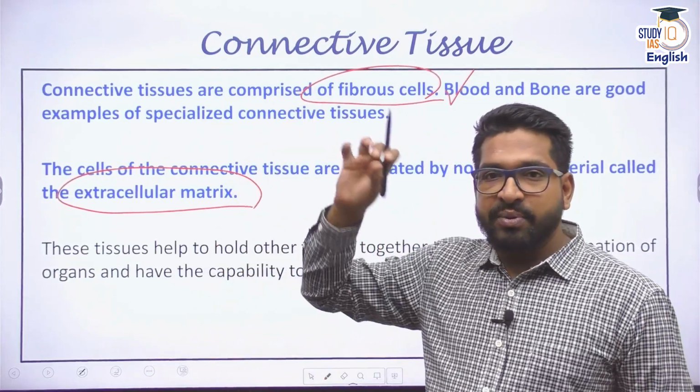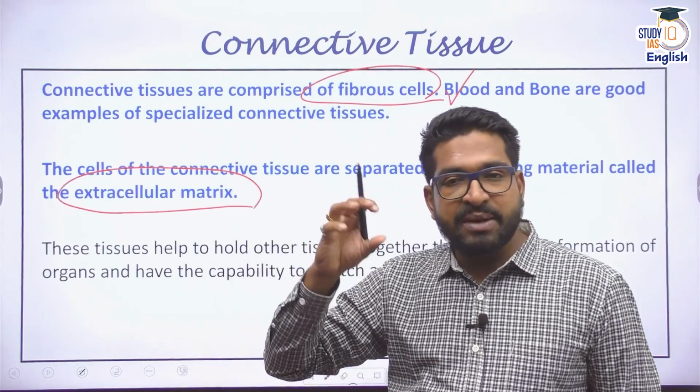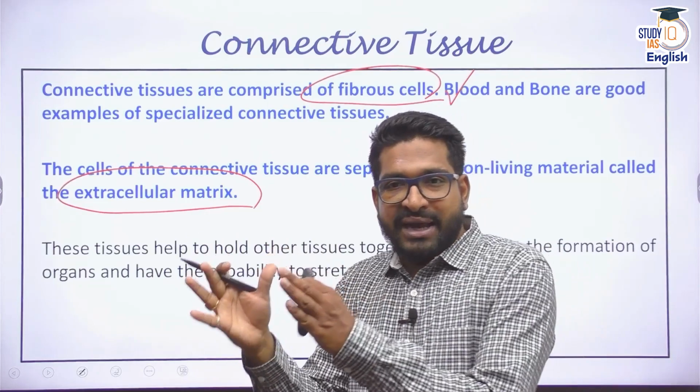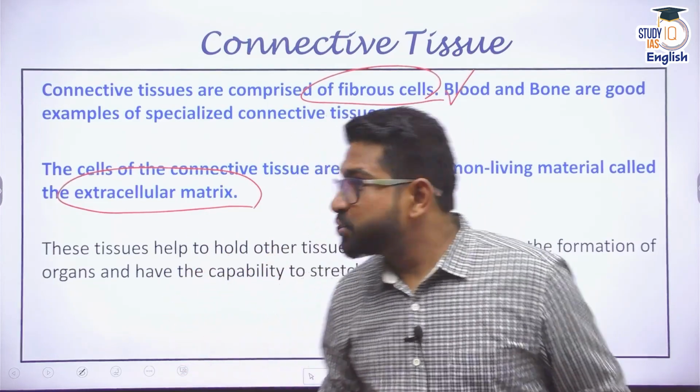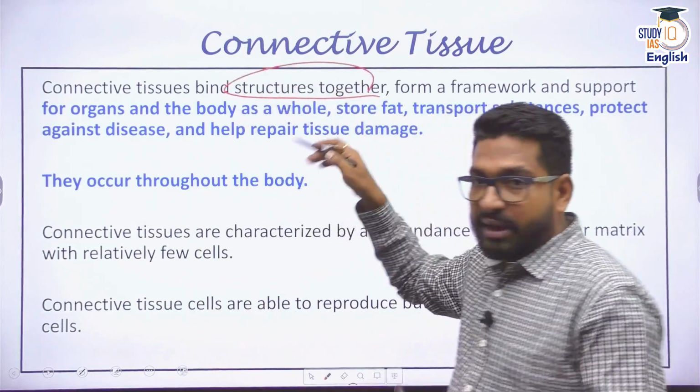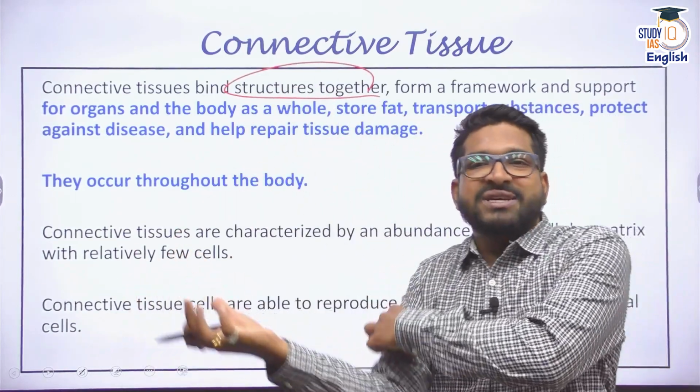Some will have an extra amount of protein, some will have an extra amount of fat, some will have an extra amount of a specific thing, because it has some specialized job. All right, so connective tissues generally bind us together, they bind our body together. Say for example, muscle is a connective tissue.